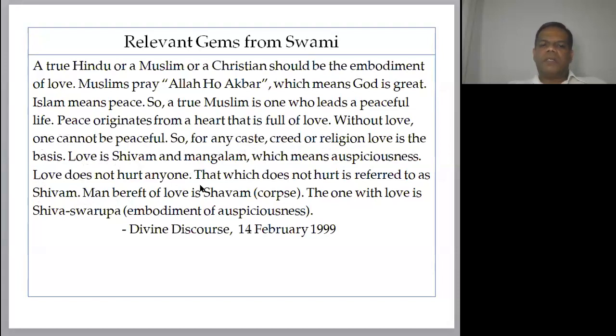Love does not hurt anyone. That which does not hurt is referred to as Shivam. Man bereft of love is Shavam, corpse. The one with love is Shiva Swarupa, embodiment of auspiciousness. So this discourse Swami gave on Shivaratri in 1999. As you can see, Swami is equating Mangalam with Shiva. Loka Mangala Siddhaye, and both these are nothing but love in its selfless form, as Swami has said.